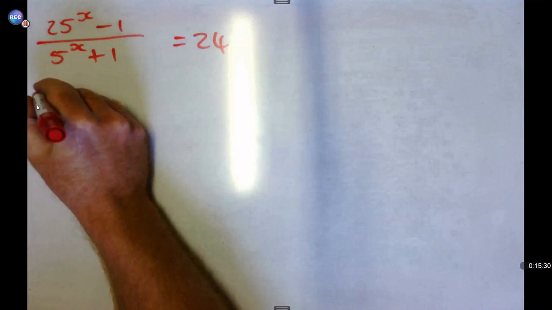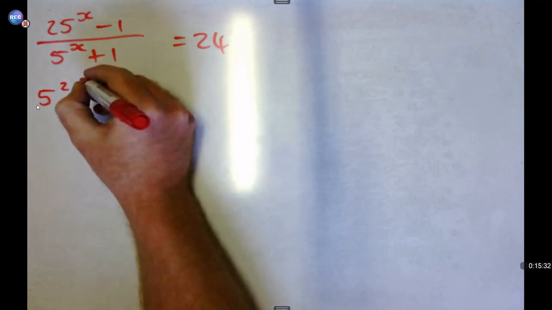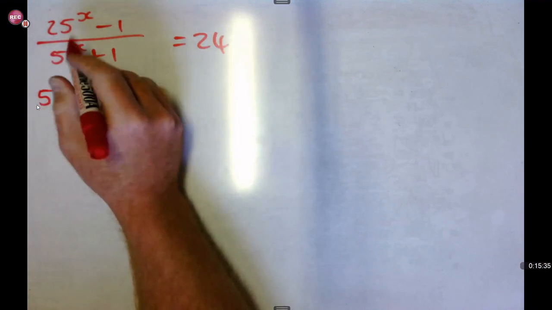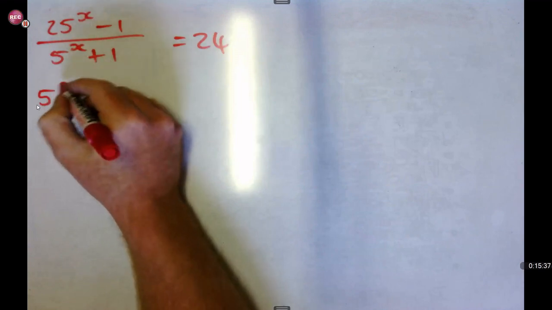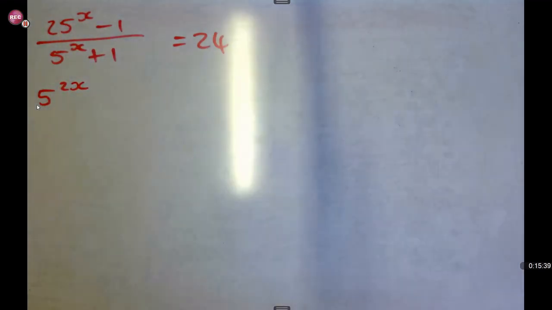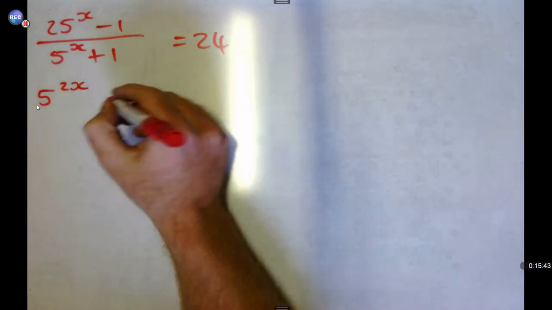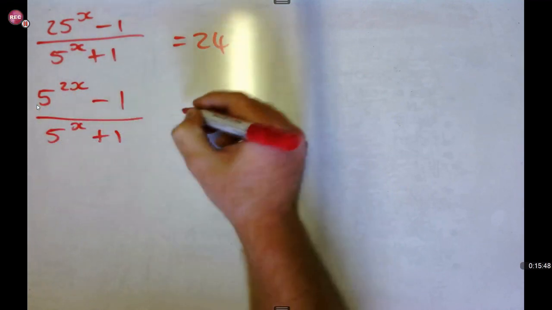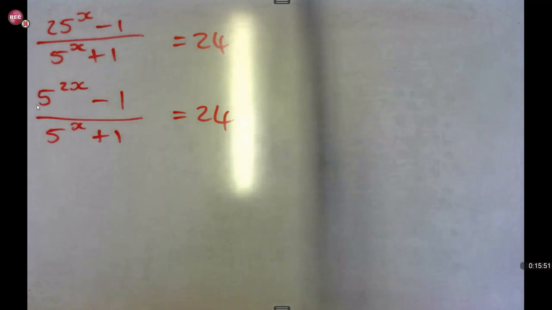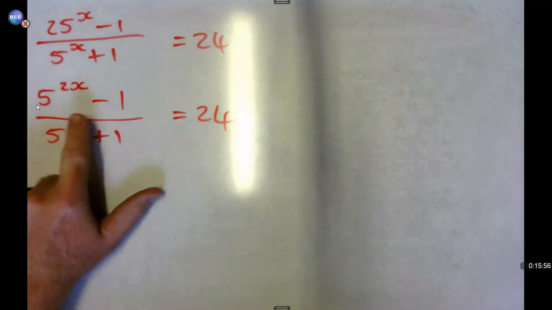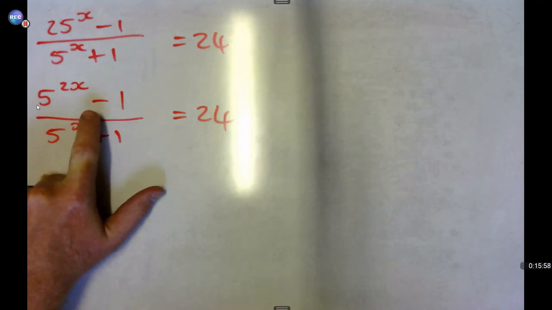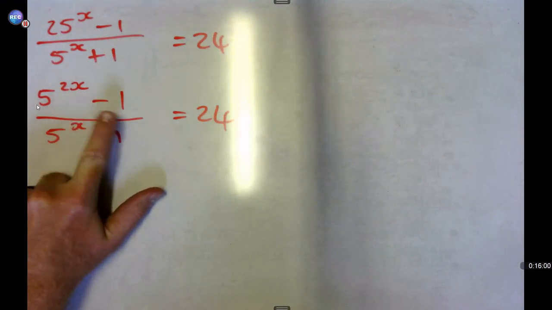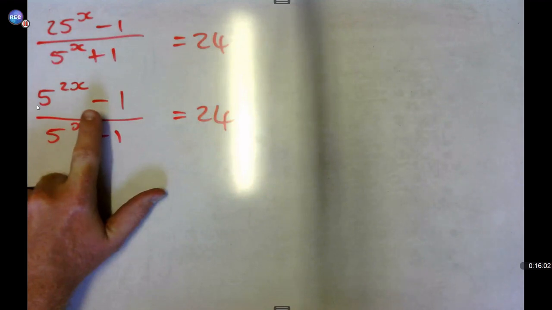So we've got 5 squared, and then the x will be multiplied with the 2, so we can put the x down as is. If you want to put it in a bracket, you are most welcome to do so. Minus 1 over 5 to the power of x plus 1 equals 24. There we go. What we need to do now is factorize the numerator.